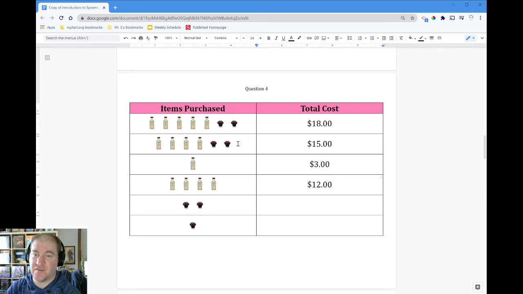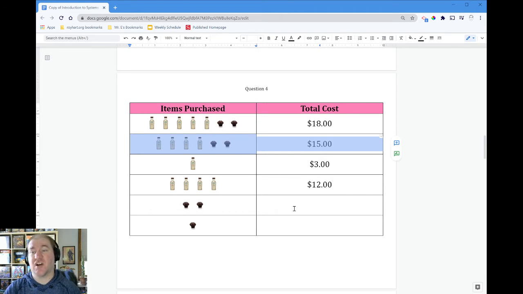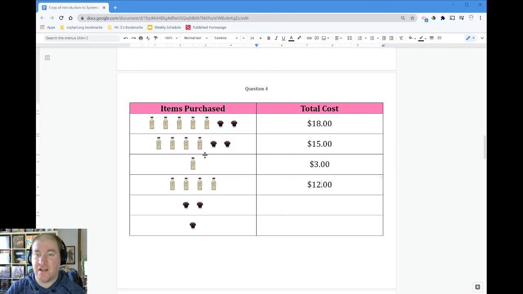And the reason they're asking for that is this row right here. If we know how much all of these cost, we know how much the total purchase is, we can figure out how much the 2 muffins cost, right? So $12 for the 4 bottles plus some number is equal to 15. That number is $3. They spent $3 on those 2 muffins, which works out to be $1.50 each.